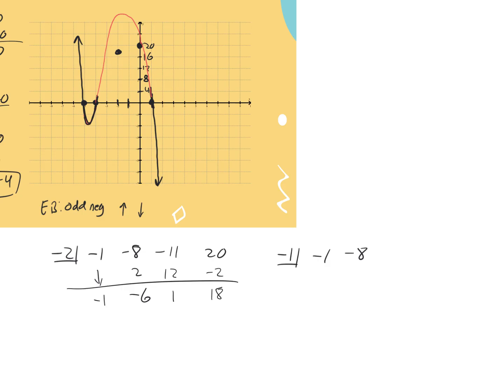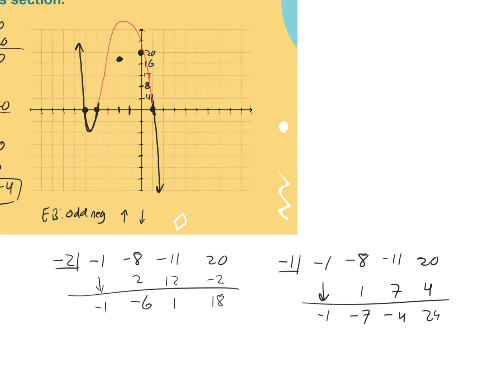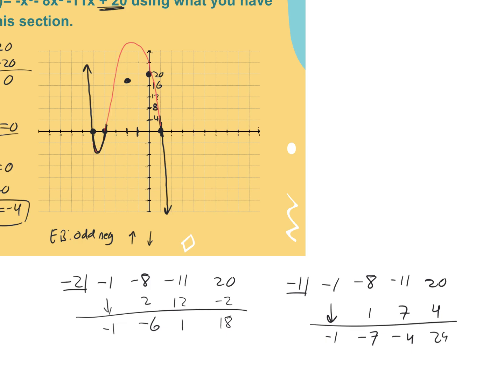So negative 1, negative 8, negative 11, and 20. And then let's try negative 1, 1, negative 7, 7, negative 4, 4, and 24. So it actually goes up here. So it's going to go somewhere right there. So it's actually going to look maybe something like that. Not the prettiest graph, but it might maybe look something like that.